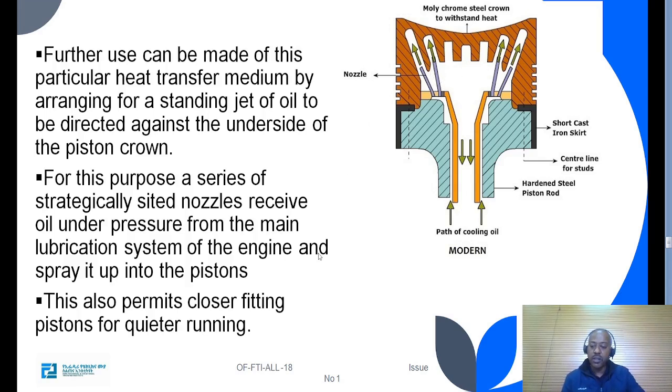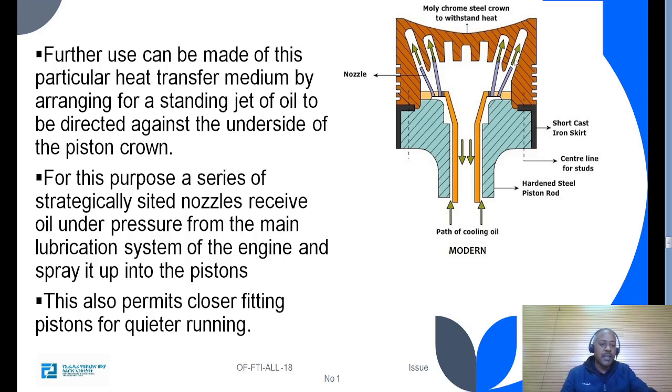These nozzles receive oil under pressure from the main lubrication system of the engine and spray it up into the piston. This also permits a closer fitting piston for quieter running. The picture shows the modern way of cooling the piston using oil. So this is the path of the cooling oil. The cooling oil enters the piston through this line.